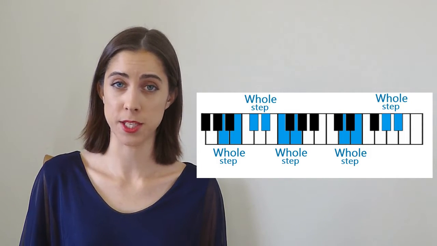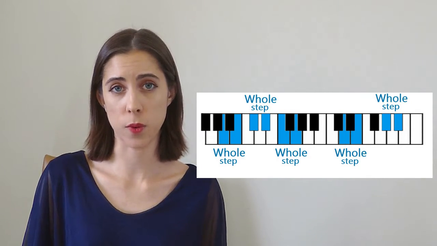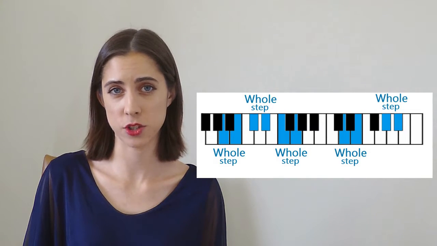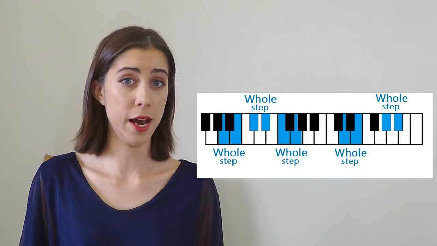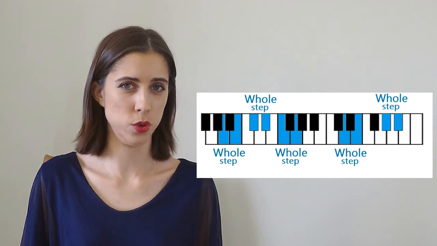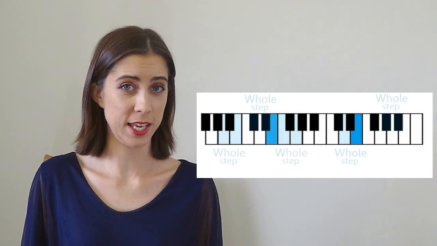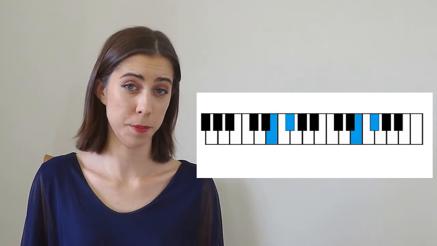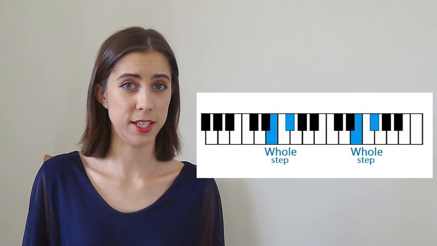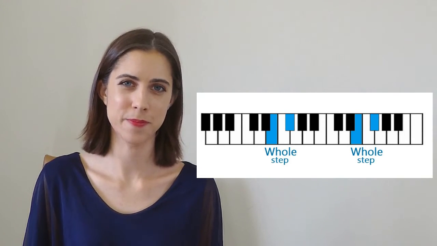Examples of whole steps include going from 1 white key to the white key next to it if there is a black key in between. Or another example of a whole step is when you go from this white key, E, up to this black key, F sharp, and you skip over the white key in between them, which is F.